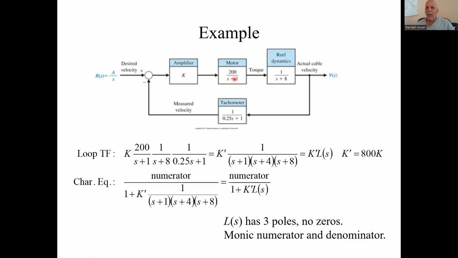Here you have a K in the forward path. That's one of the easier cases. But G and H aren't monic for one reason due to this 200, and for another reason due to this 0.25. Here's the loop transfer function, which means all this stuff multiplied together. This.